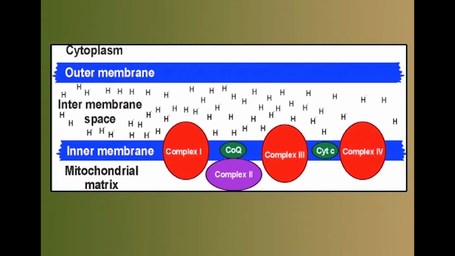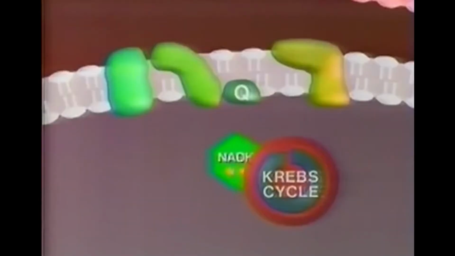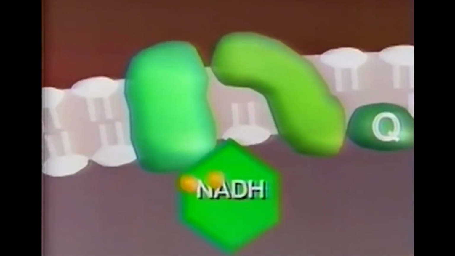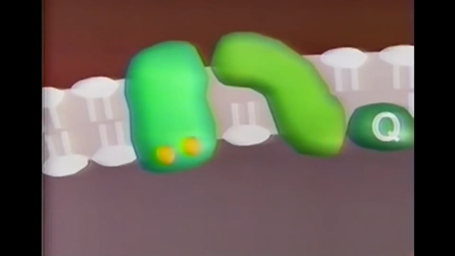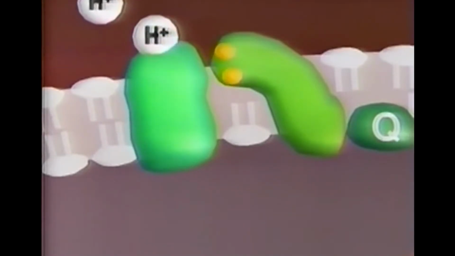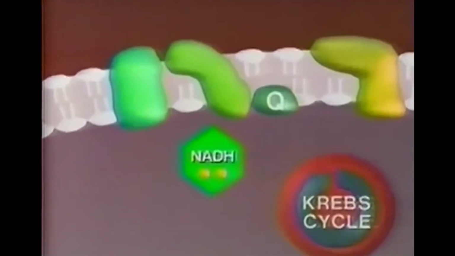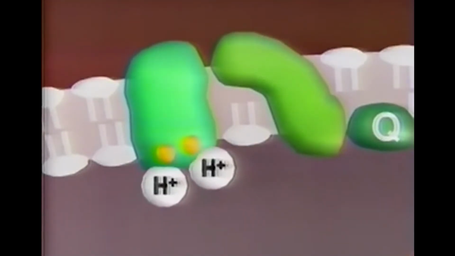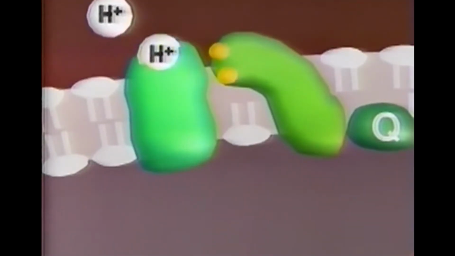The first one, or the complex 1, is nothing but an enzyme NADH dehydrogenase. As the name indicates, it is going to remove the hydrogens from NAD. Hence, it is called NADH dehydrogenase. In scientific terms, a reduced NADH is converted to an oxidized NAD by removal of hydrogens by the enzyme.